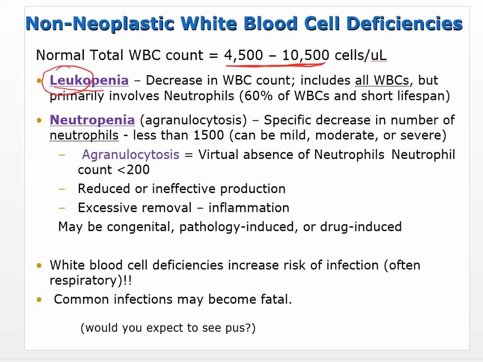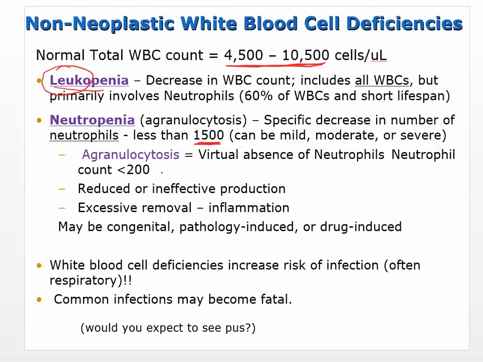So if the neutrophil levels are less than 1,500, then we consider that neutropenia. Now, you can have mild, moderate, or severe, and those all have their own numbers. I'm not too worried about that. But neutropenia is specific to neutrophils being less than 1,500 per microliter. So that's 1,500 cells, it's actually talking about the cells.